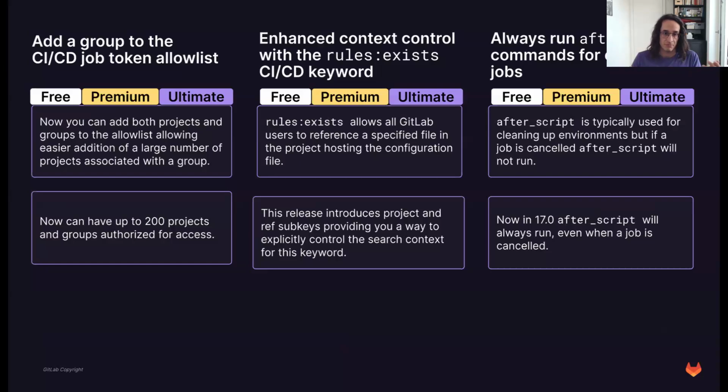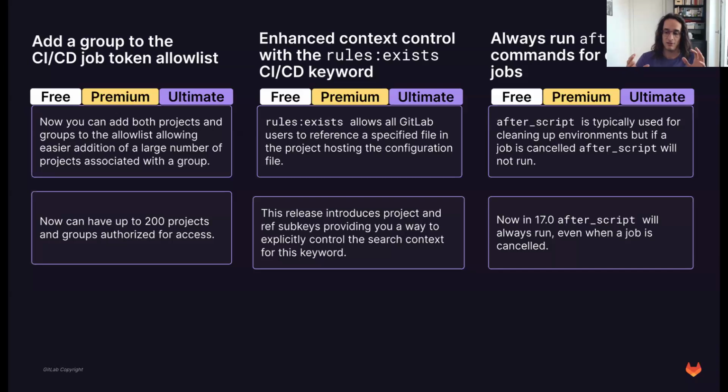Just a bunch of minor but still very important quality of life improvements, I might say, before I close off my presentation here. So these three things, I believe, if you have been bitten by the lack of any of these, then you will really appreciate these three new features. If not, okay, I just still want to bring your attention to these three things, right? So like adding a group to the CI/CD job token allowlist.